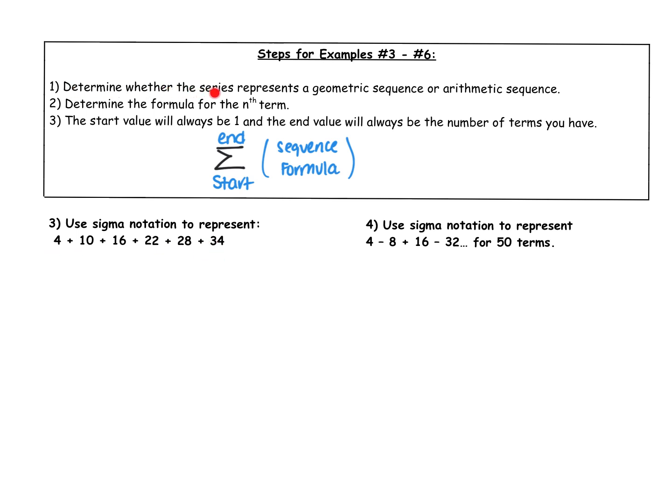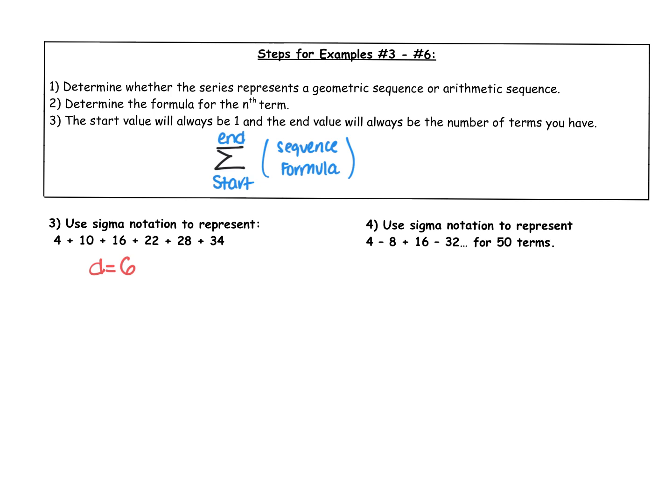So first we have to determine whether the series is geometric or arithmetic. So by looking at this one, how are we getting from 4 to 10 to 16 to 22? So it looks like from 4 to 10, we're going to add 6. So let's keep seeing if that works. 10 plus 6 is 16. That works as well. So we know this one is an arithmetic sequence with a common difference of 6.